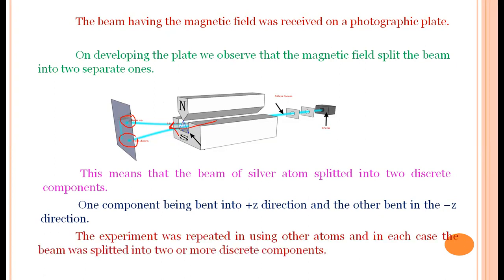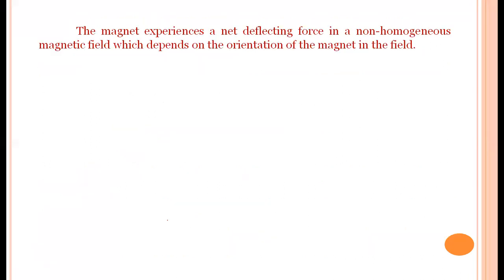This experiment was repeated a number of times using different sources in the oven. Not only silver but also hydrogen and different molecules or atoms were used in this oven, and the same result was obtained. Some materials, like silver, give two traces or two discrete components. Some materials give more than two discrete components, depending on the structure of those atoms.